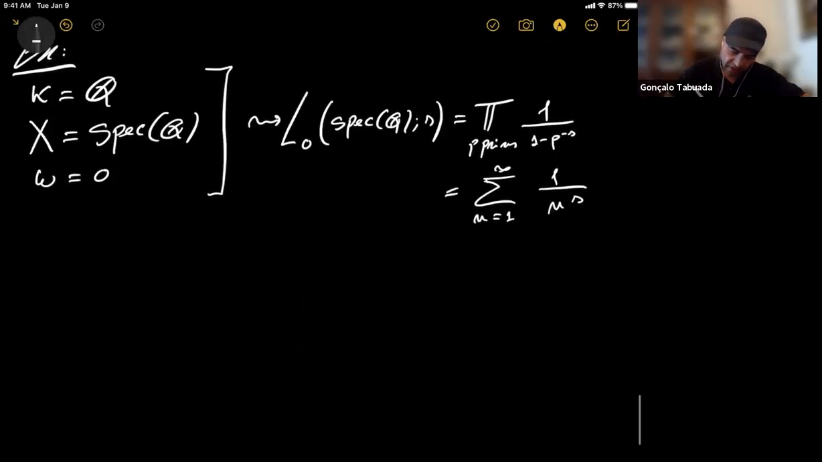And another interesting example: let's say that now we are working still in characteristic 0, but in a number field.